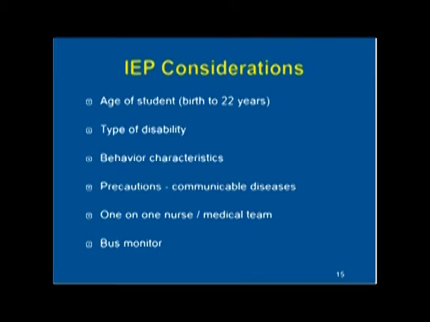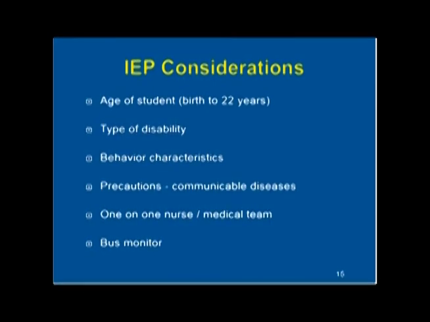Behavior. How aggressive is the child? Do we need some sort of restraint system or perhaps even a monitor? Precautions. Does the child have hepatitis, AIDS, or other diseases that may require extra caution with contact with their body fluid? We see that children with runny noses or a cough, they sometimes get cut or scratched. Someone may vomit on the bus.